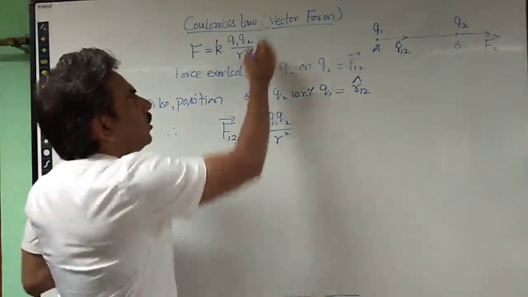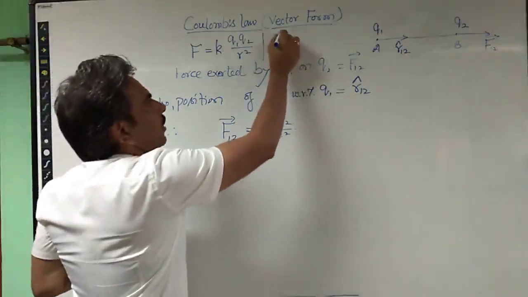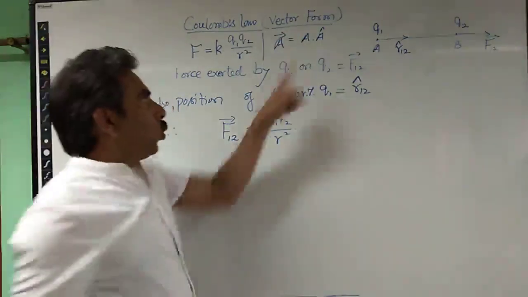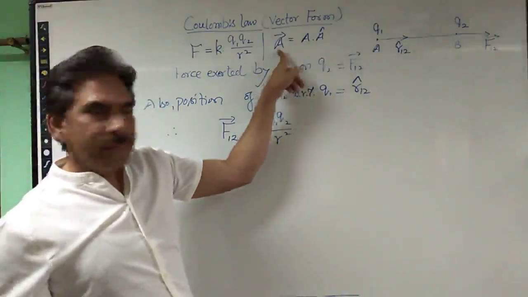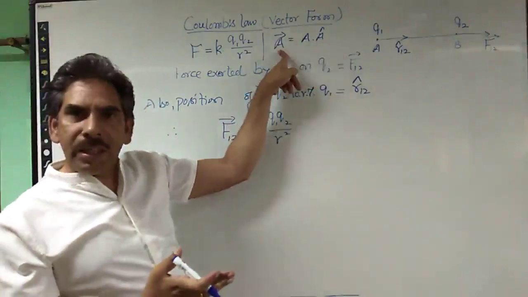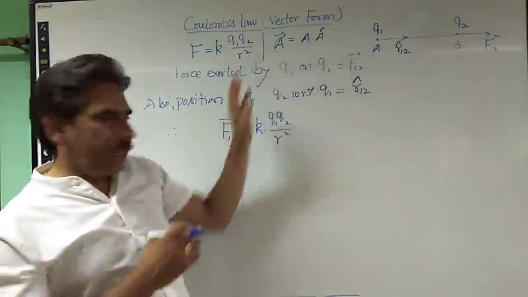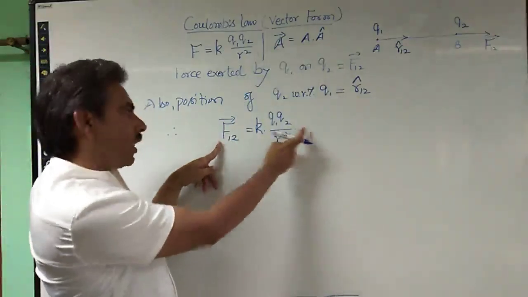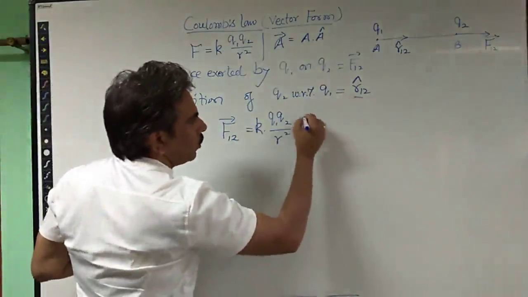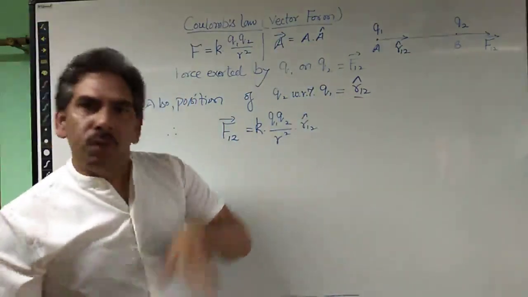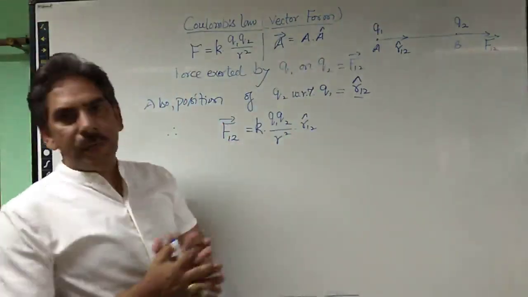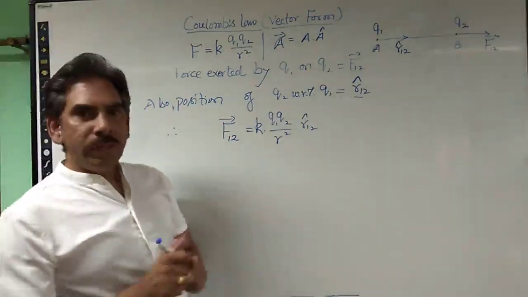How do you write a vector? If we have a vector A, then we write it as the magnitude of vector A into its unit vector, which is directed along the given vector A. So we have to take that unit vector whose direction is the same as the given force F. So it is r12, because we are taking the position of charge 2 with respect to q1. So we have defined it as r12 cap. Simple. So this is the simple representation of the electrostatic force in vector form.